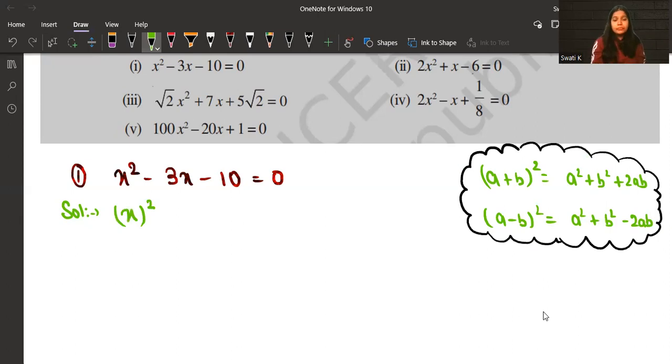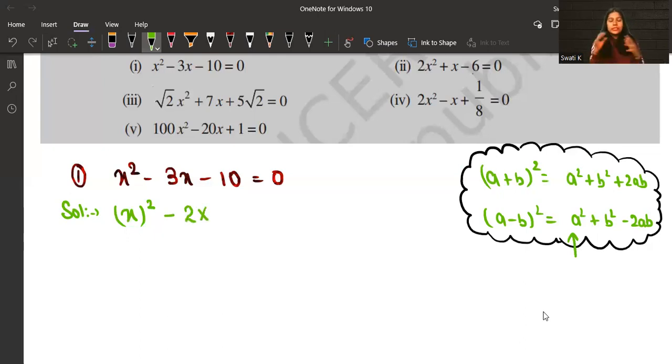Now you can see that here we have a minus sign. That means, of course, we are going to use the second formula, because we have here minus 2ab. So I'm going to just convert it into the formula only. So a square is done. Now I'm trying to make my 2ab. So minus 2 into a.